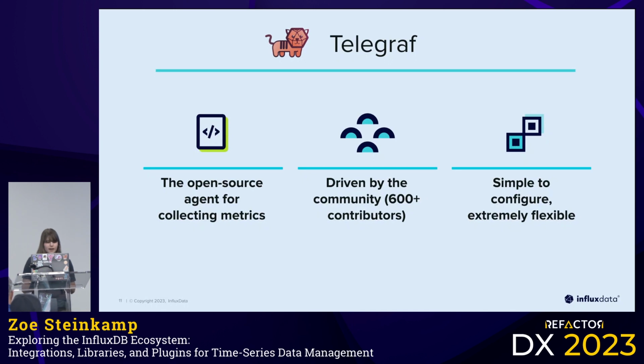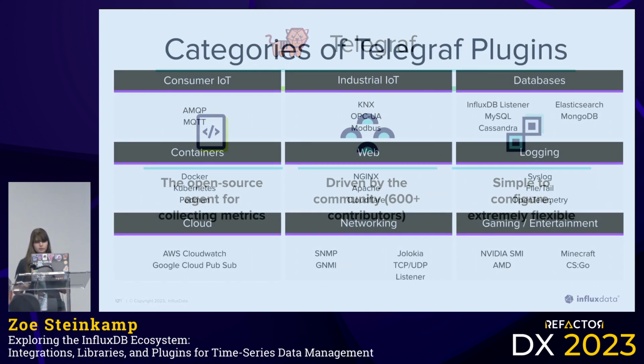When it comes to Telegraf, funny enough, a lot of people use Telegraf and don't know that InfluxDB created it or that we maintain it, because it's fully open source and very much driven by the community. In my next slide I'll show you a few of them, but there are about 300 different endpoints for collecting your data from. It's simple to configure and extremely flexible. I really suggest if you're ever working with time series data, you check out Telegraf first and see if there's something available for you.